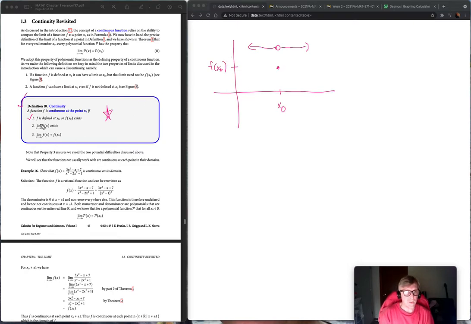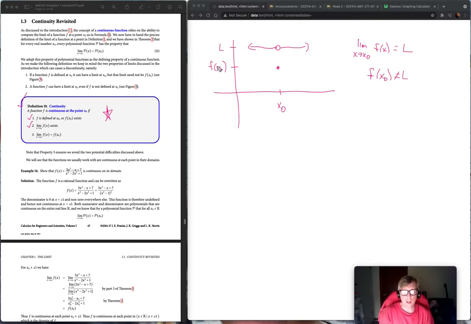Now, the limit as x approaches x0 from either side exists, and this also is true, right? There's a limit here. So here, the limit as x approaches x sub 0 of my function is some number, which happens to be this horizontal line up here, right? But f of x sub 0 is not L. So we have the first two conditions, but the limit and the function value must also equal each other.